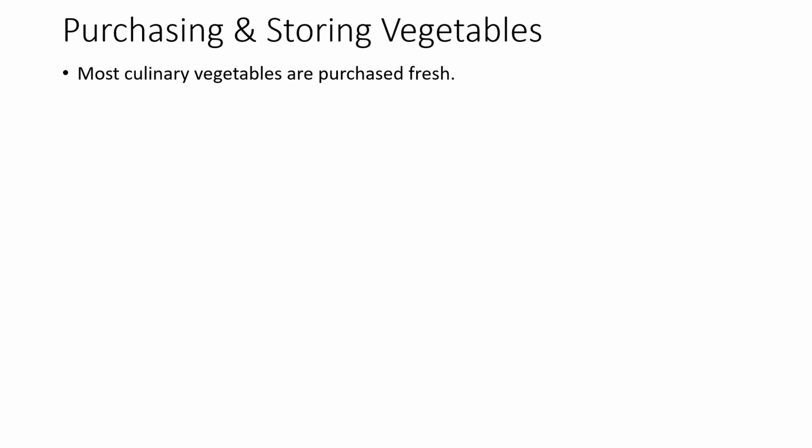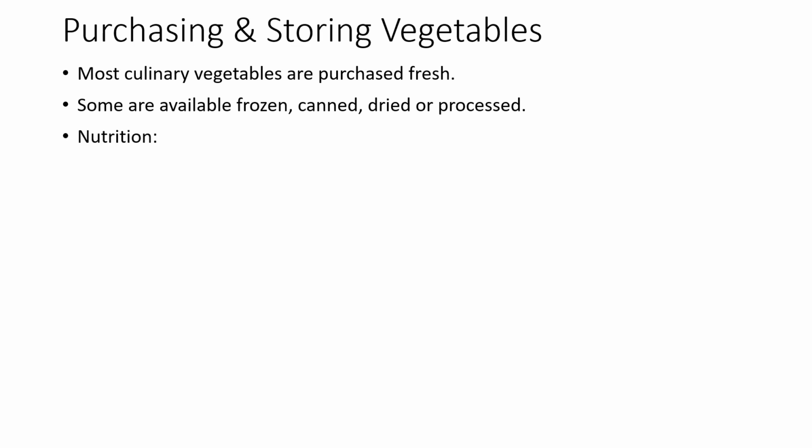When you buy the vegetables fresh, though, it gives you more options. You can do more things with them because they aren't already either pre-cooked or pre-cut, etc. So it gives you more options for it. Some vegetables are available frozen, canned, dried, or processed.